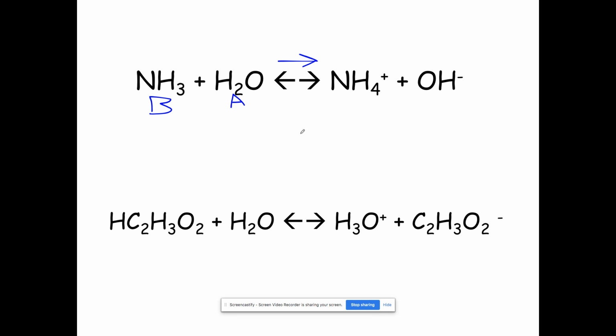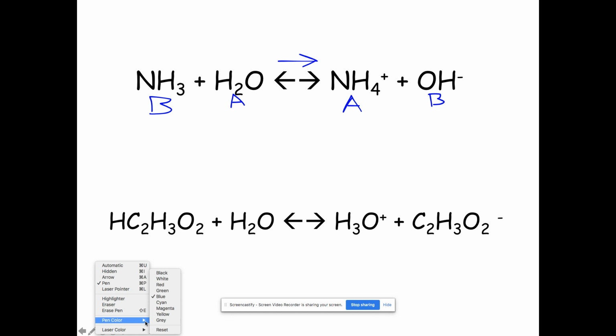Now let's look in the reverse. If NH3 was a base here, that makes this the acid. Let's make sure that works. NH4 becomes NH3. Looks like I've lost a proton. That is the definition of acid. And if this is acid, this must be base. And yeah, that makes sense.